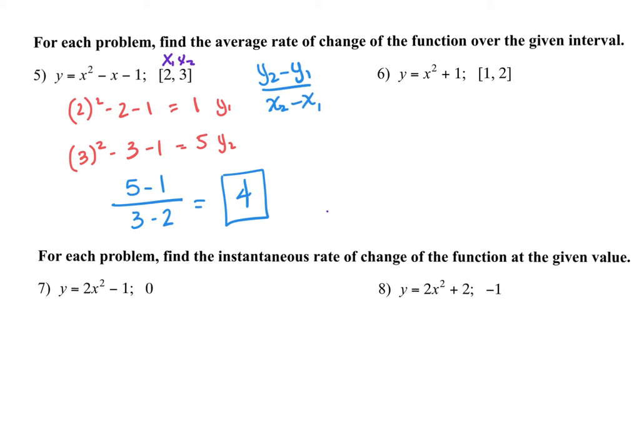The next set of problems is instantaneous rate of change. They want it at an exact point, not over a range, okay? So for this one, my first step is to find the derivative. What is the derivative here? 4x. Once I find my derivative, I plug in my value. 4 times 0. My instantaneous rate of change is 0 there. So go ahead and do 6 and 8.